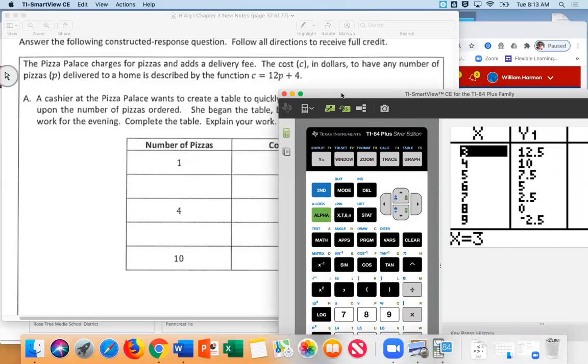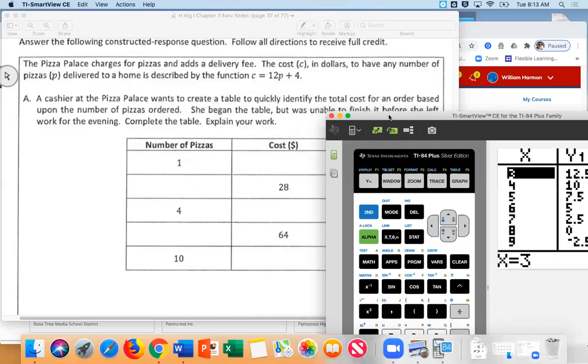Now, I could do this just like we did for the problems earlier, where I take 1 and plug it in. Okay? And then I take 28 and plug it in. But where do they go? Well, the numbers on the left, they're easy. They go in for P because it's the number of pizzas. But 28, that goes in for C, and I have to work backwards.